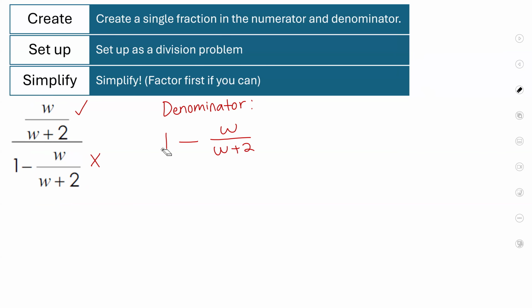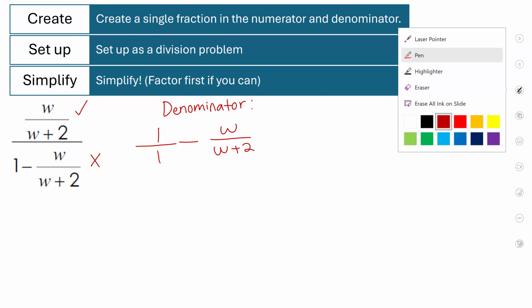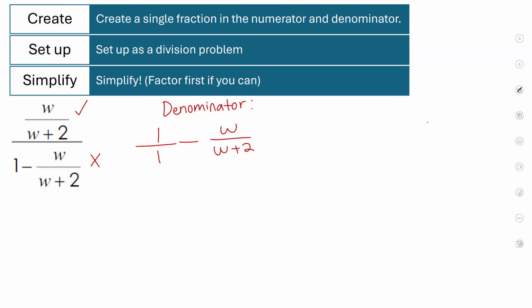You can think of this 1 as 1 over 1. What do I need to do to make these the same? Yep, this basically needs to be a W plus 2. 1 times anything is itself. So we're multiplying by W plus 2, multiplying this by W plus 2. So keep the denominator the same. The numerator is W plus 2 minus W, which is just 2 over W plus 2. So this is my denominator.